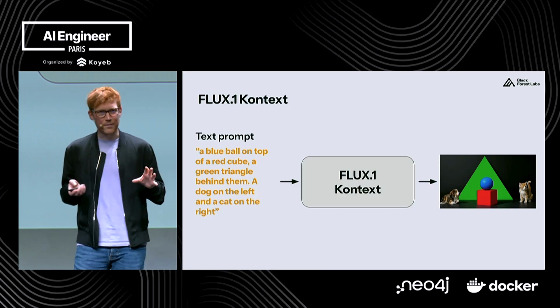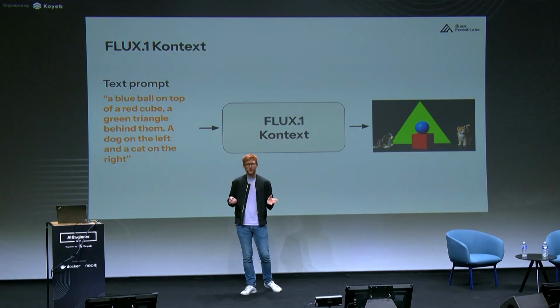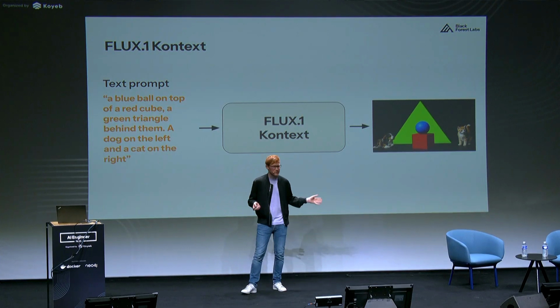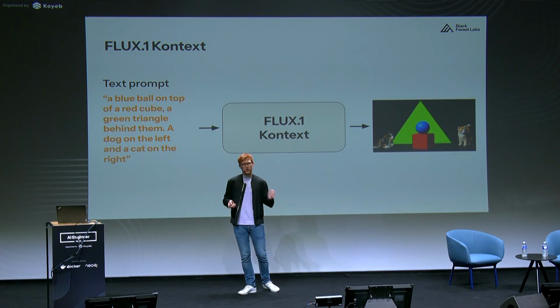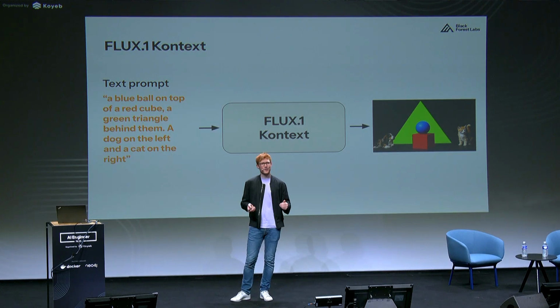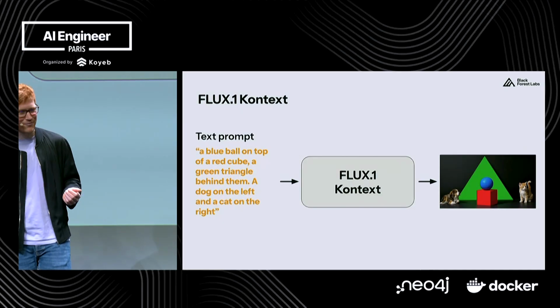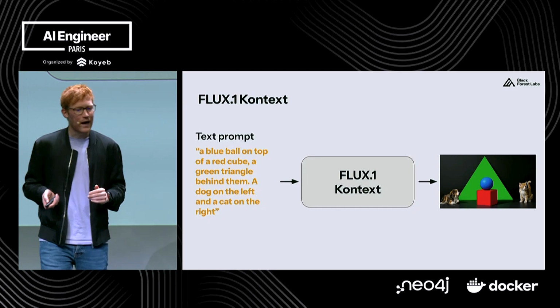So let's look a bit more at the pipeline and how image generation is different from image editing. Let's start with a classic image generation or text-to-image generation pipeline. We just use a prompt that describes a scene. We push it through the network, and we arrive at an image that hopefully follows that prompt. In this case, it does, I think.